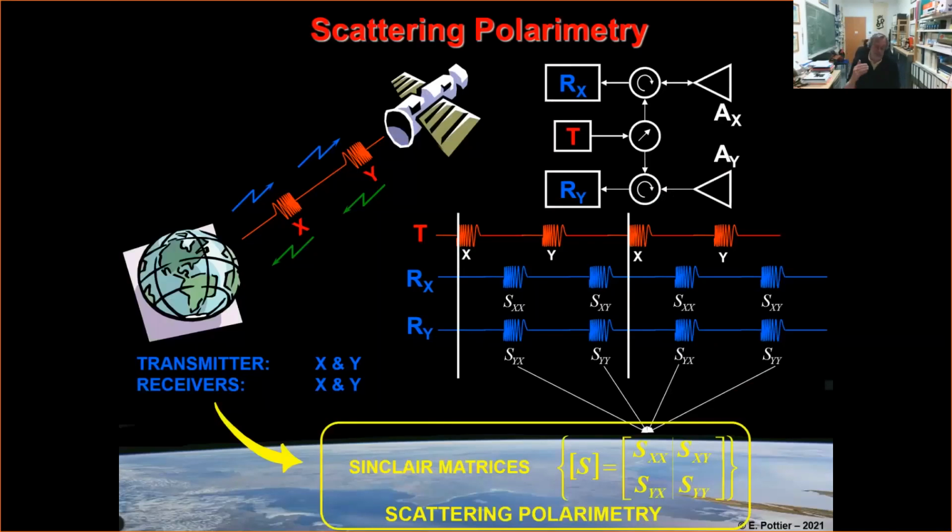The switch must switch very fast and must be able to handle a lot of power, because the transmitter is just before the antenna. So what does it mean? It means that I'm going to transmit a horizontal wave, I'm going to receive, then I'm going to switch, then I'm going to transmit a vertical wave, I'm going to receive, then I'm going to switch again to transmit horizontal, then switch again to transmit vertical, and so on.